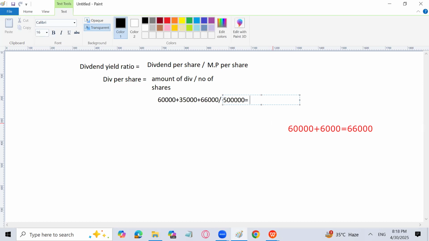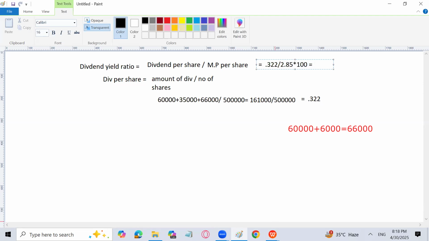which means the amount of dividend is 161,000 divided by 5 lakh. We will get the dividend per share, and the amount of dividend per share is 0.322. Okay. Now let's calculate the dividend yield ratio, which is dividend per share, which we have calculated earlier, that is 0.322 divided by market price per share, which is 2.85, multiplied by 100.